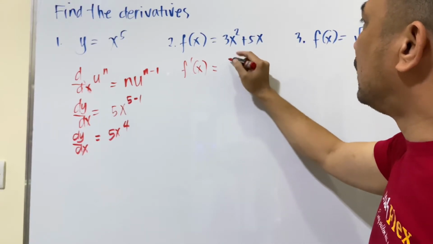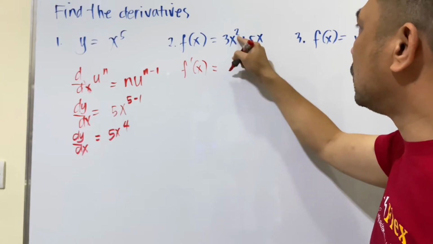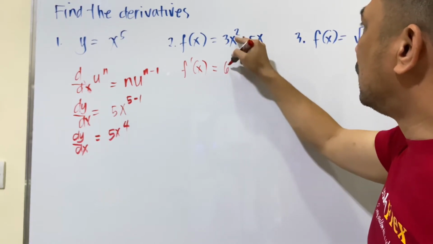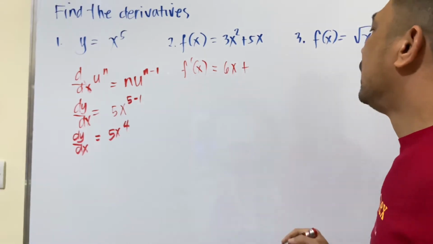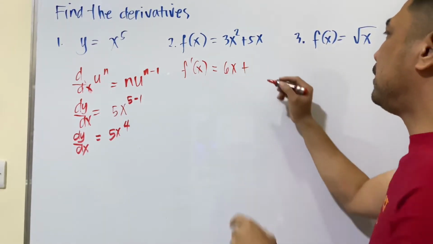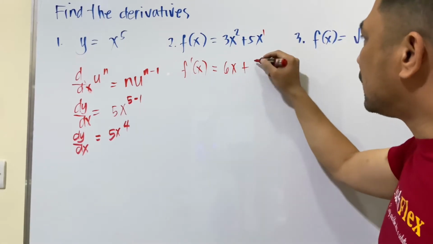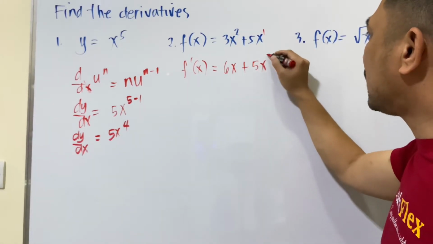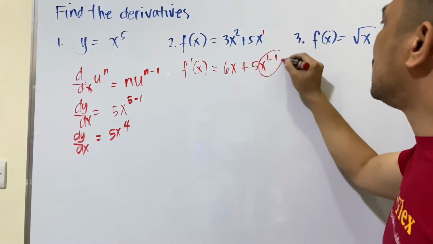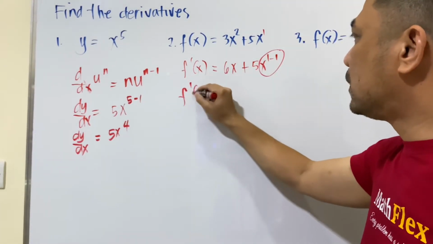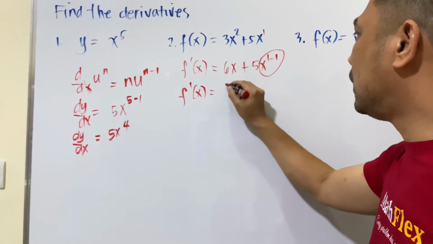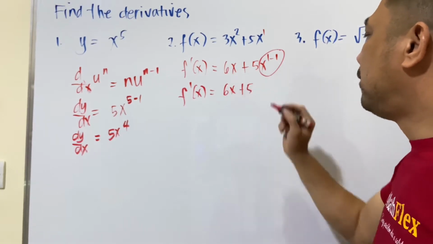So we have 3x squared, so that means 2 times 3 is 6. So 2 minus 1, that is 1, so 6x plus, this one is 5. You have an exponent of 1 there, so 5. And then you have x, 1 minus 1. So this is x raised to 0, so it's equal to 1. So in other words, you have f prime of x is equal to 6x plus 5.